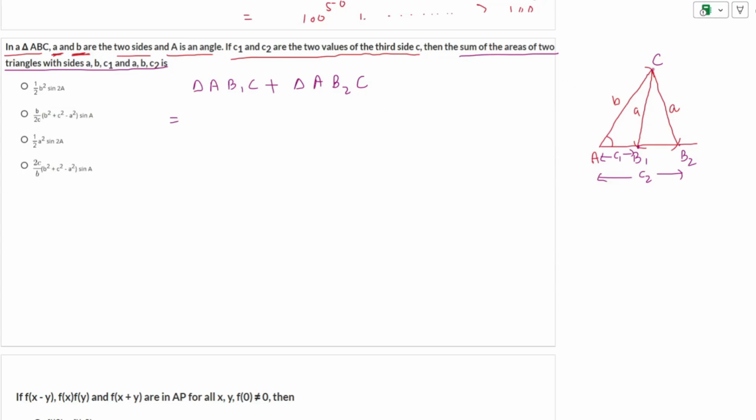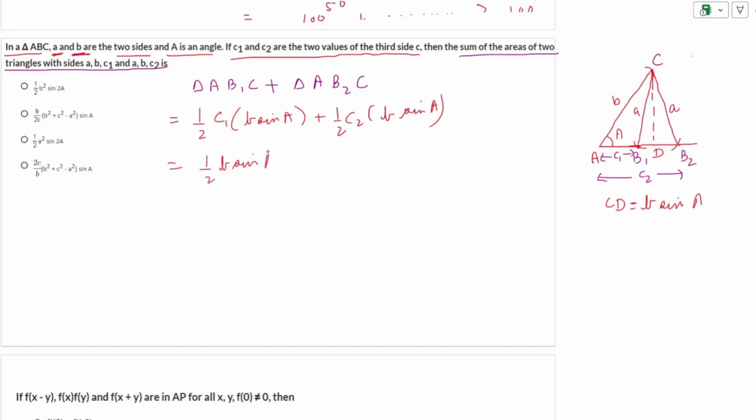So what is the height? Can you get to know what the height is here? Let's call it CD. CD is the height. What is CD? You know b, and you know this angle is A. So CD would be b sin A. You can use the sine function. So let's write half into base. Base is C1 for this triangle, so C1 and then b sin A. For the second one, similarly, half C2 again b sin A. So very simple, right? You just take out half b sin A and you're left with C1 plus C2. That's your sum of the areas.